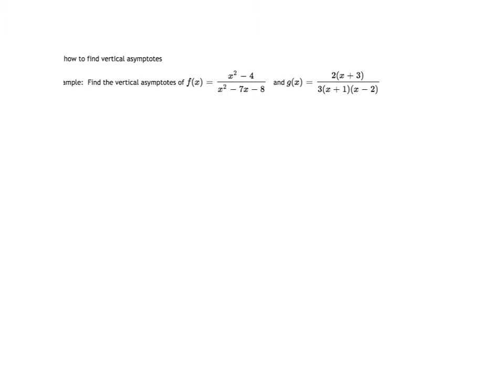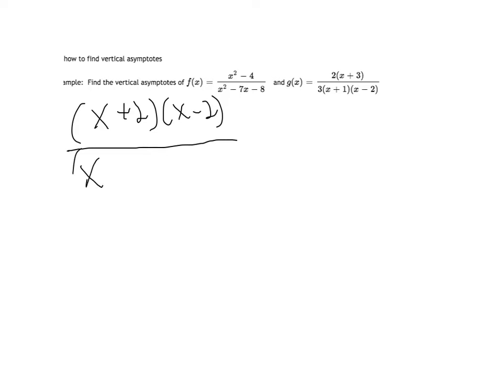So here's a couple of functions. We were supposed to find the vertical asymptotes. Well, we can't divide by 0, right? So we don't really care too much about the top at this point. I'm going to factor it just because I can. So x squared minus 4 factors to x plus 2 times x minus 2, that's the difference of two squares. The denominator is going to factor to x and x.